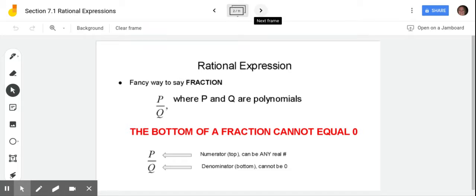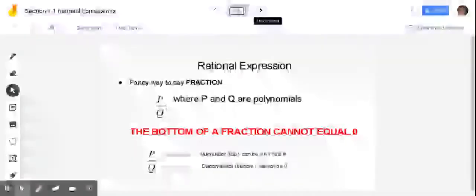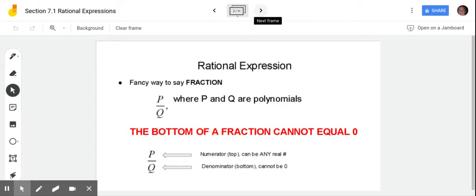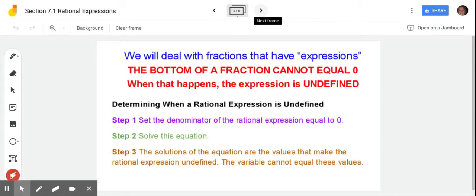numbers and variables. But we could never have 0 in the bottom of a fraction before, and we still can't have 0 in the bottom of the fraction. So in the numerator, you can have any number up there, any number, any variable. But in the denominator, we cannot have 0. We will deal with fractions that have expressions. The bottom of the fraction can't be 0, and when that happens, we say that the expression is undefined.